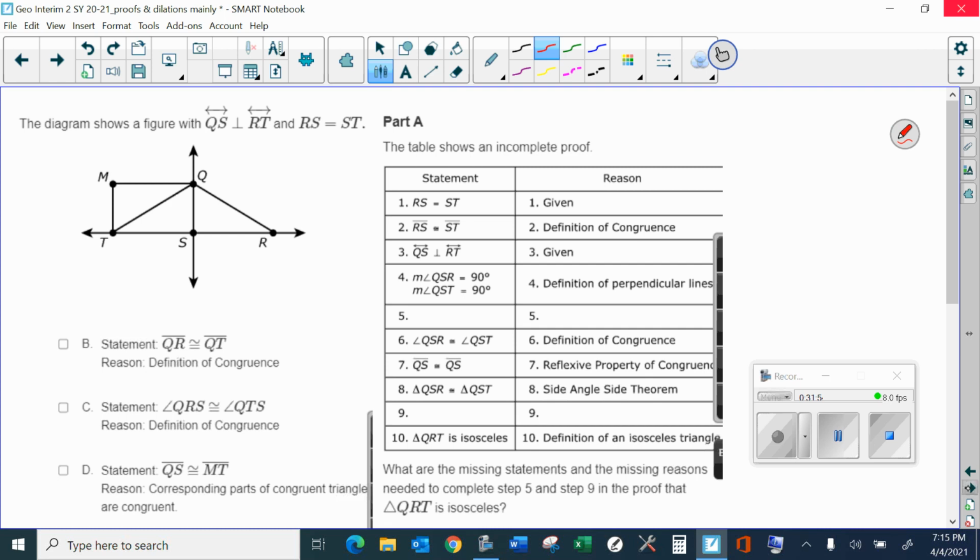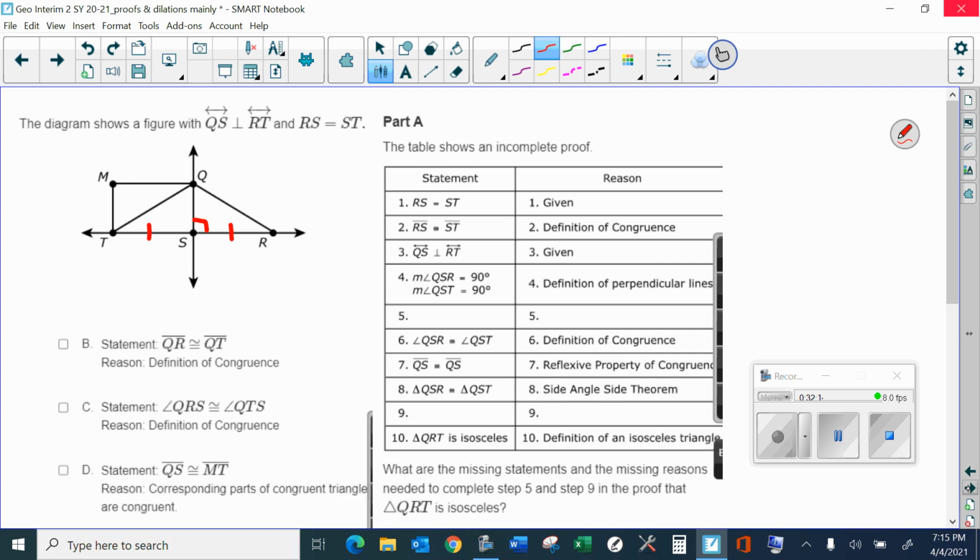The diagram shows a figure with line QS perpendicular. So I'm going to draw it on my paper again. Now I can put in the perpendicular symbol to RT, and the length of RS is congruent to ST.